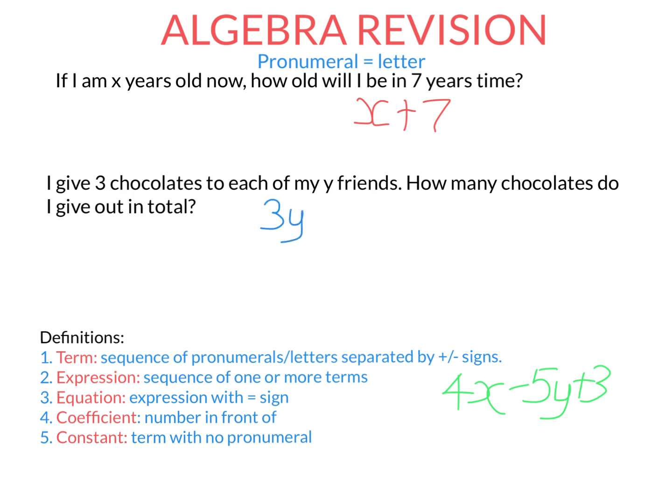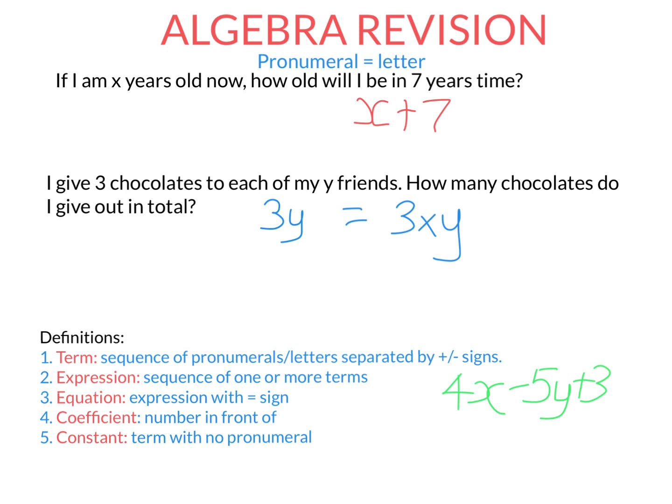Notice in algebra, if we don't write an operation, it means times. 3y and 3 times y are the same thing. It's just mathematicians are lazy. We don't write things we don't have to. So if you ever see something like 3y, it means 3 times y. 4x means 4 times x. So if you give 3 chocolates out to a number of friends, the total number of chocolates you give out is just 3 times the number of friends. We don't know what y is. We don't know how many chocolates were given out in total, but we don't need to.